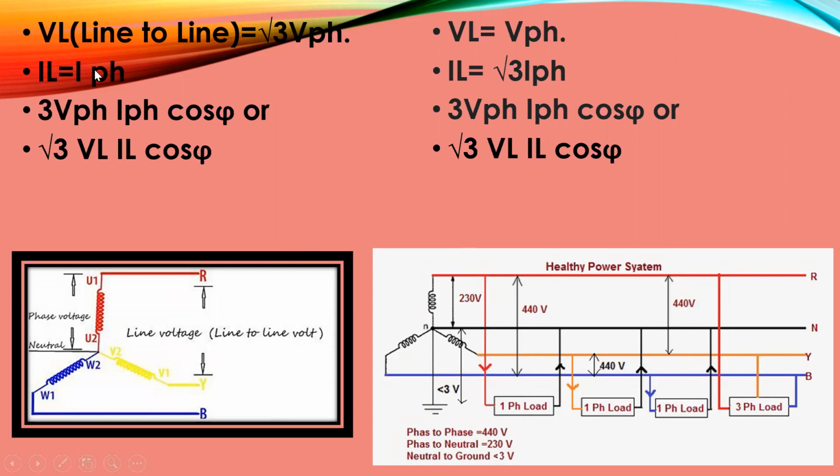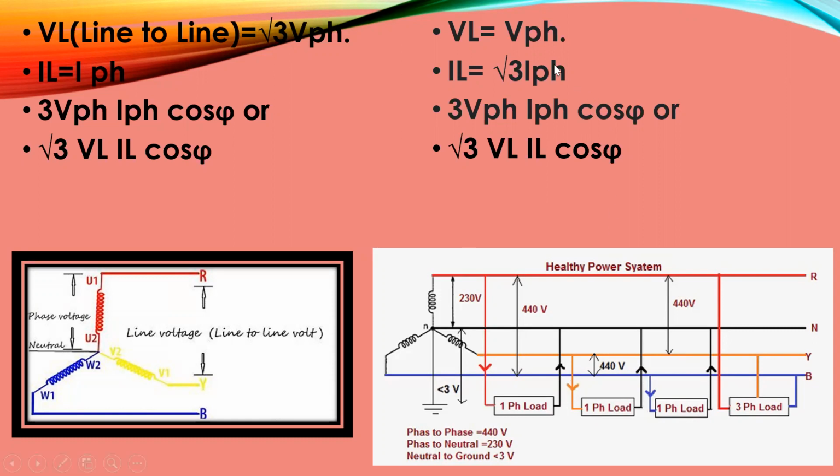If you want to find out the line voltage, and your phase voltage is 230, then 230 has to be multiplied by 1.732. You will get approximately 440. So this is the difference we have in star with respect to delta.